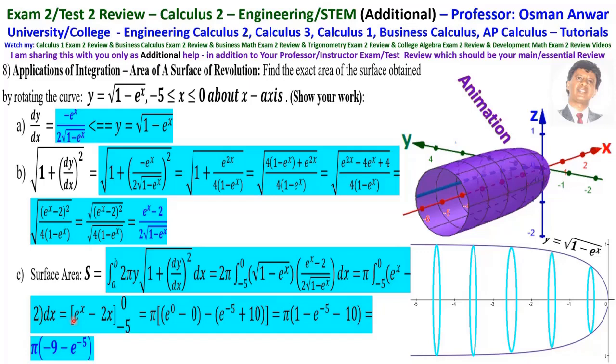Then the integration of this is e^x minus 2x from minus 5 to 0, which is pi times (e^0 minus 0 minus e^(-5) plus 10)... that is, pi times (1 minus e^(-5) minus 10), since e^0 is 1, which is pi times (minus 9 minus e^(-5)). And that is the surface area of revolution.